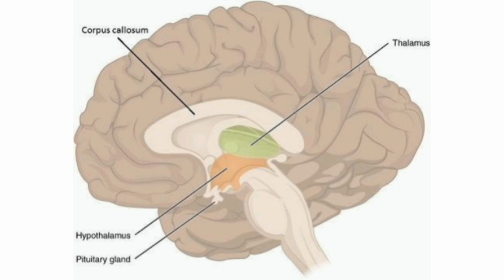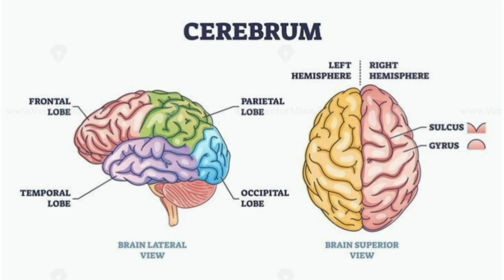Now let's go back to the cerebrum. The cerebrum consists of two cerebral hemispheres, the left and right hemisphere. The left hemisphere controls the right half of the body, while the right hemisphere controls the left half of the body. The two hemispheres are separated by a deep groove called the longitudinal fissure.